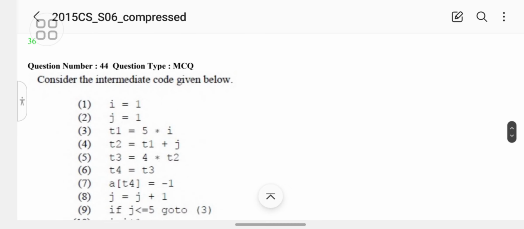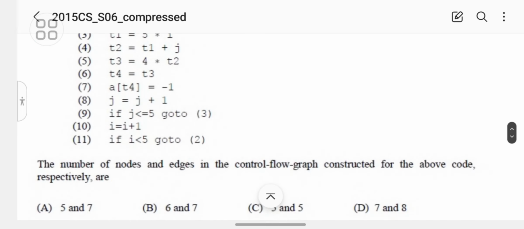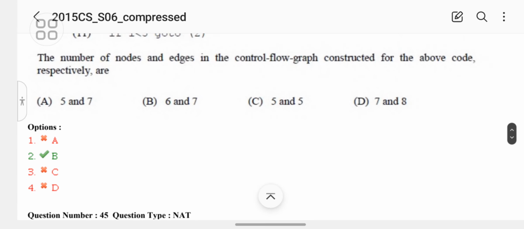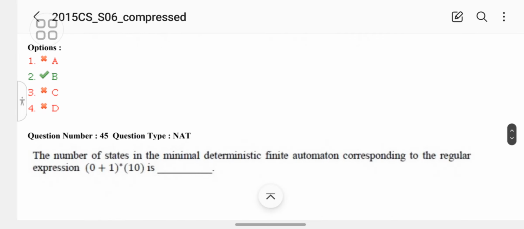44 is consider the intermediate code given below. Now the number of nodes and edges in the control flow graph constructed for the above code respectively are. So for this our answer will be B, that is 6 and 7.